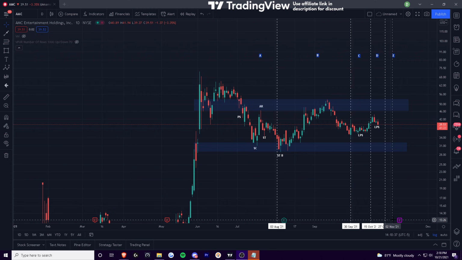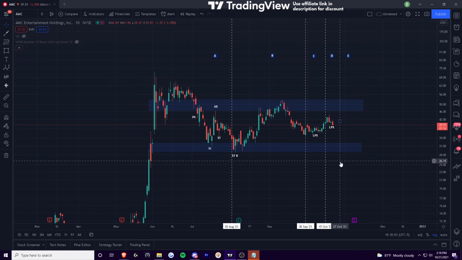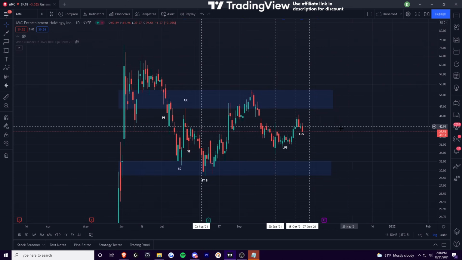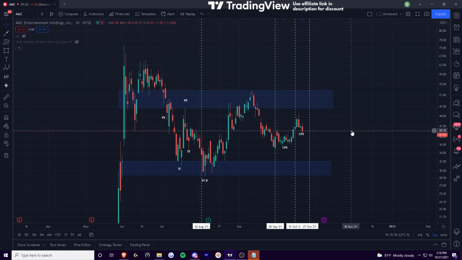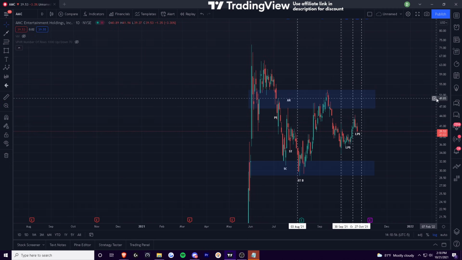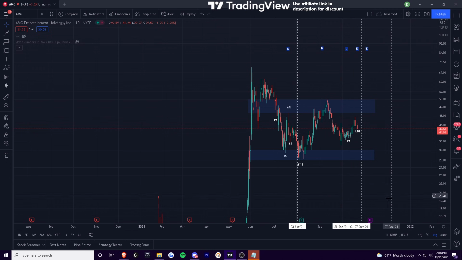I know the market hasn't closed yet, but we can kind of tell the general direction of where things are going. I just want to give you guys my perspective on the price action today. Obviously, you can see we have a pretty big red candle here. AMC is down about 6% so far, down to 39.50 right now.